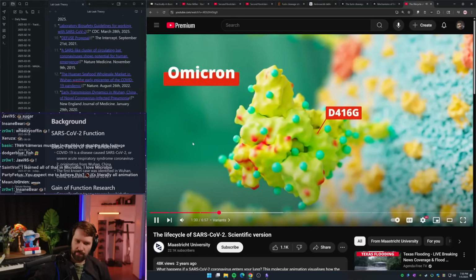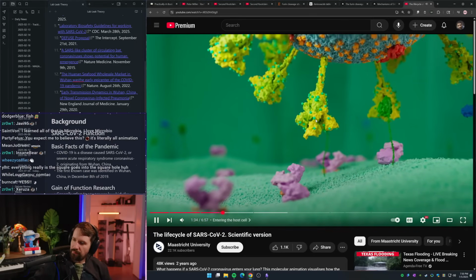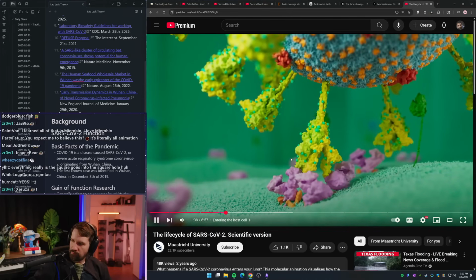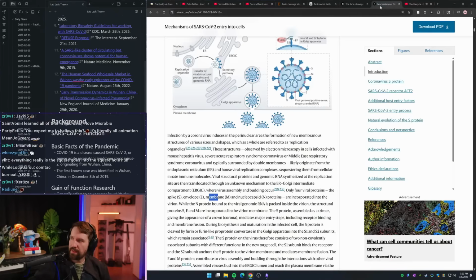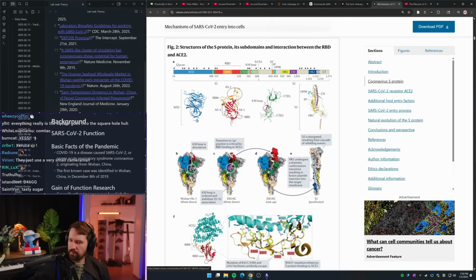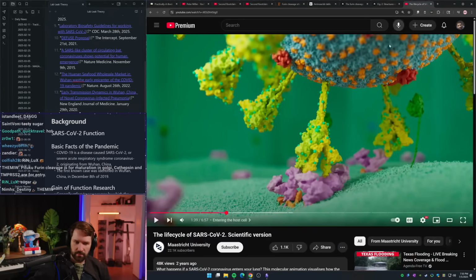When the virus closes in on a host cell, its spike proteins open up and bind to a receptor on the host cell called ACE2. Open up. That's that up-down thing, right? That's what that is? Why does it open? Transition to up position is critical for RBD binding to ACE2. I wonder why. Whatever.